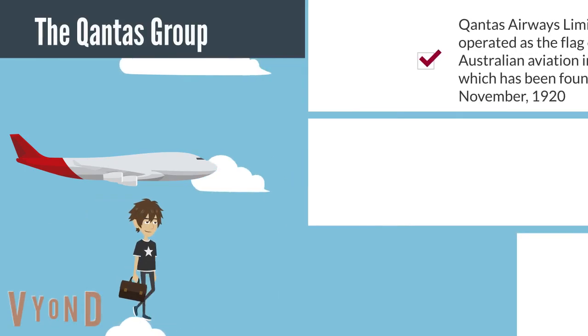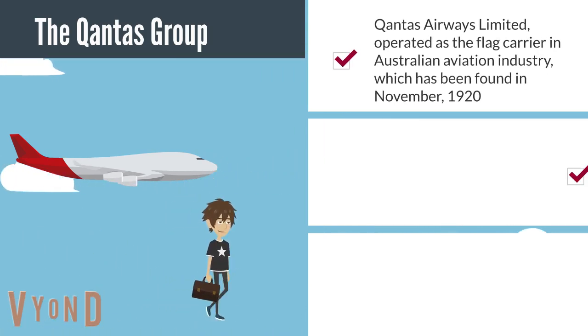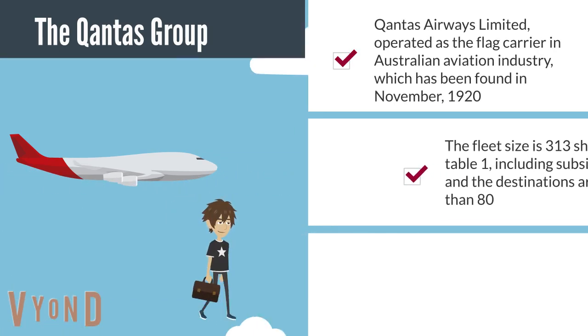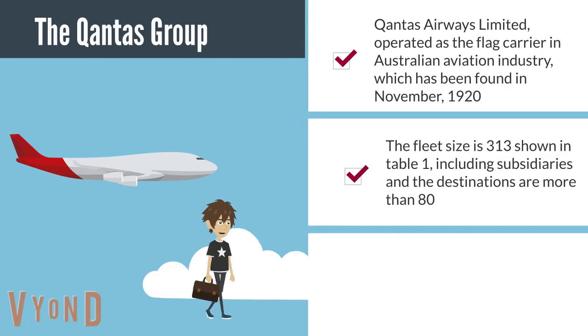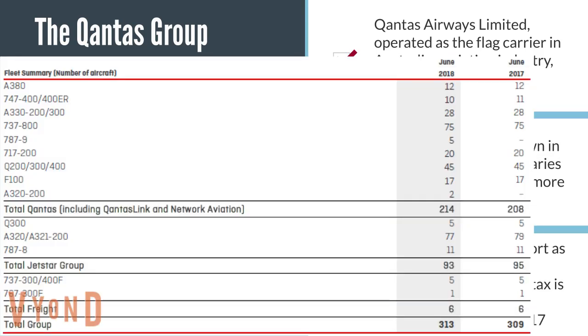Qantas Airways Limited, operating as the flag carrier in the Australian aviation industry, was founded in November 1920. The fleet size is 313, as shown in Table 1, including subsidiaries, and the destinations are more than 80.